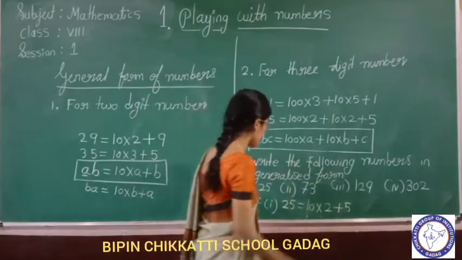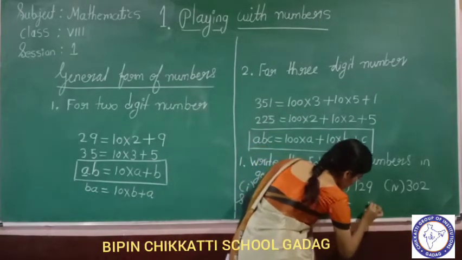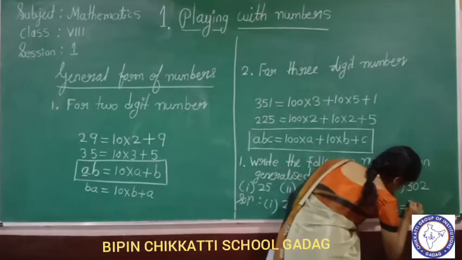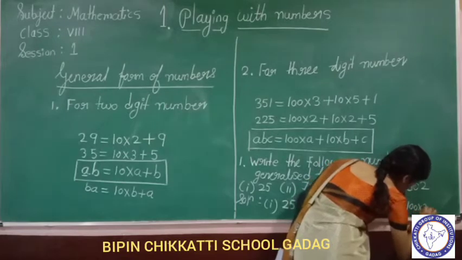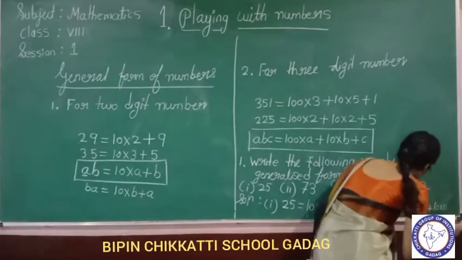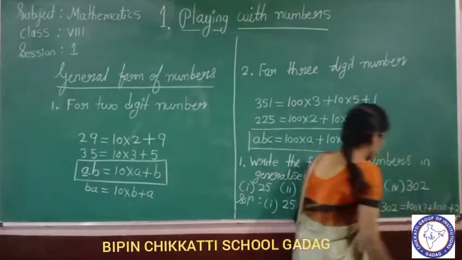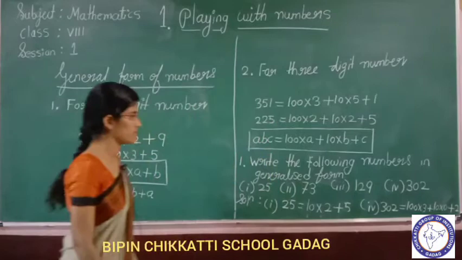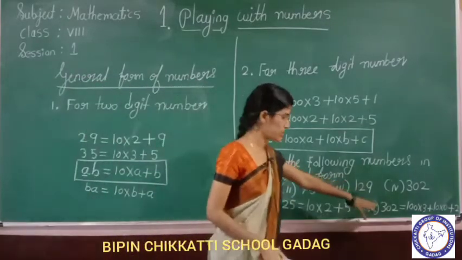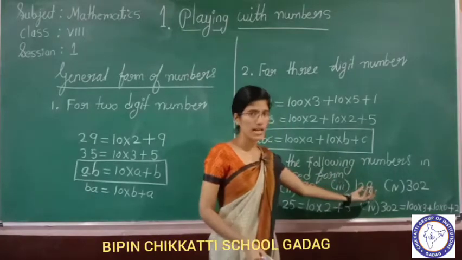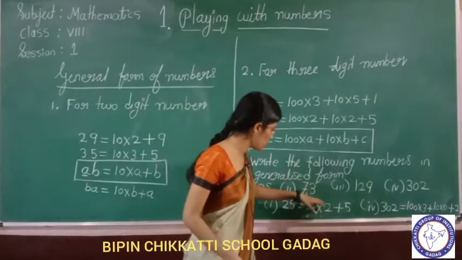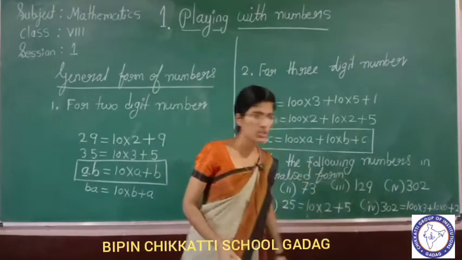Yes or no? What about the fourth one, how we can write 302? 100 into 3 plus 10 into 0 plus 2. Okay. Now these two you can do it as homework. The first one and fourth one I solved. In the same fashion you do this 73 and 129.